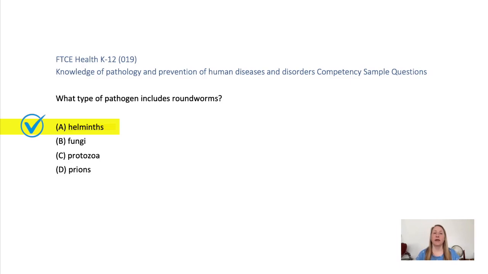The correct answer is A. Helminths. Helminths are multicellular parasites. There are 3 types: flatworms, thorny-headed worms, and roundworms.